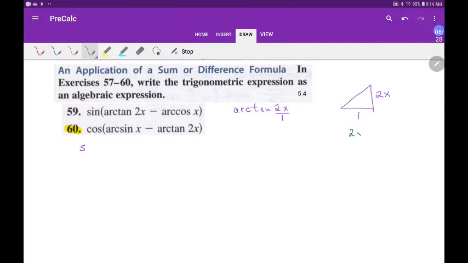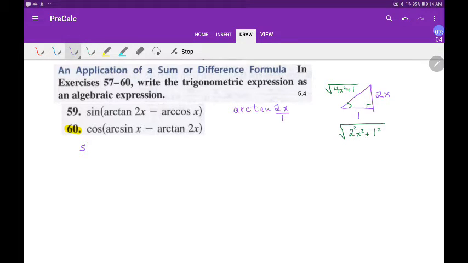Let's see, I square this one, and I square this one, and I take the square root. So I say the hypotenuse is the square root of 4x squared plus 1. Okay. So I know the dimensions of the triangle, and I'm going to use that triangle because here we go. That's my angle, and it's a 90-degree triangle.